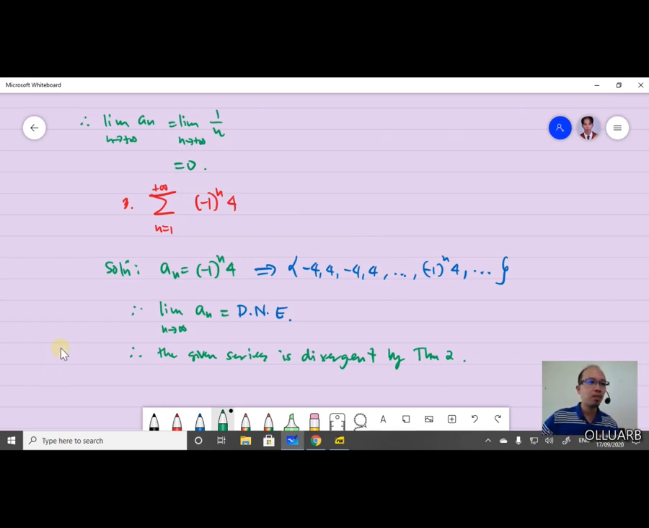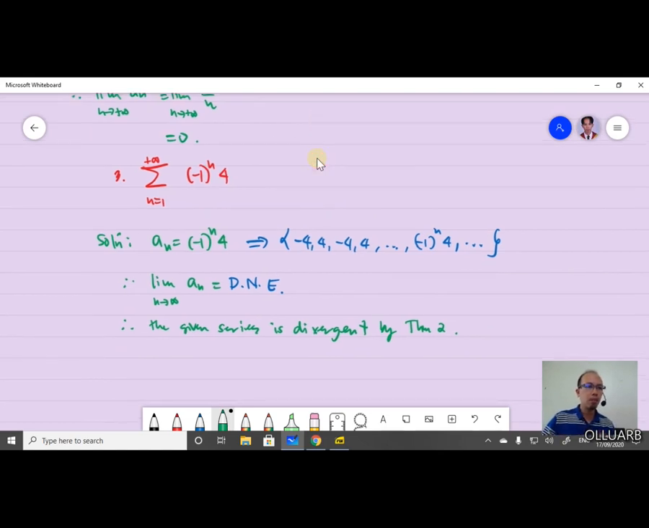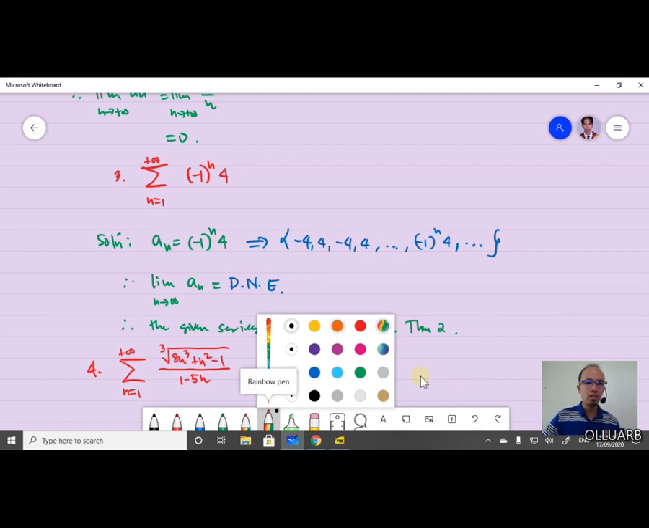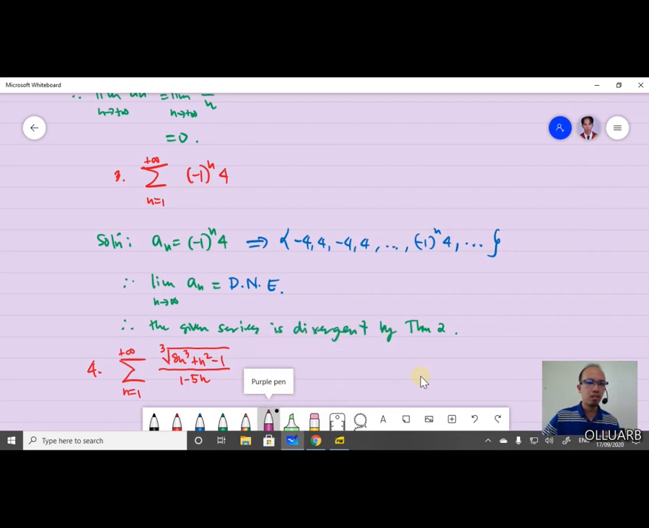Okay, so last problem. Problem number four. Again, I will not solve this one. This is an assignment. Plus n squared minus 1, n starts from 1 to positive infinity. This is an assignment.